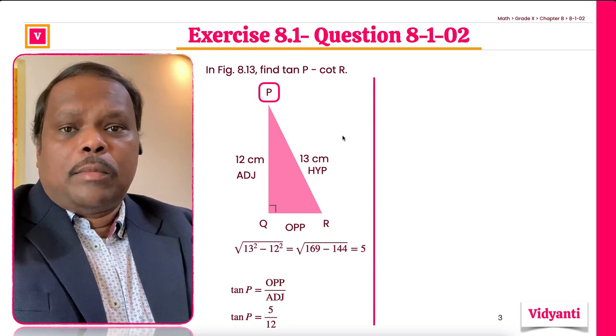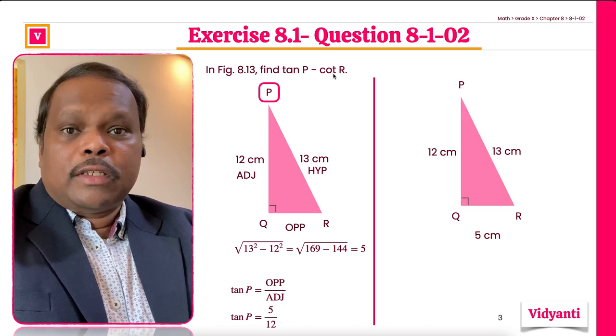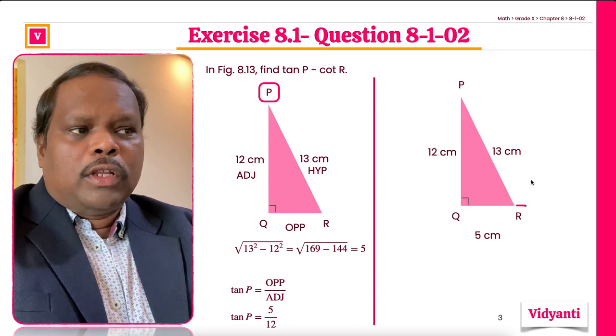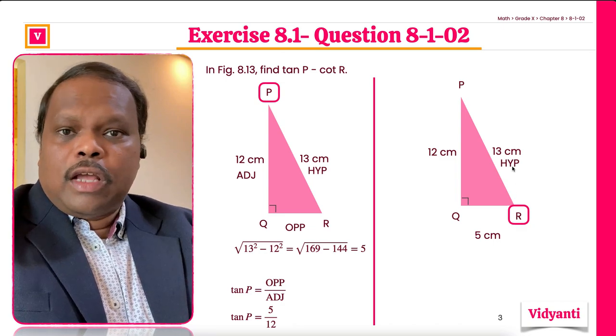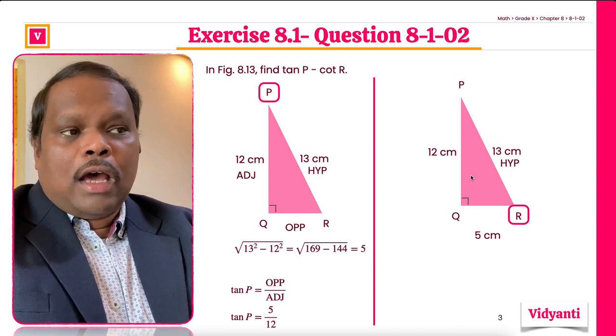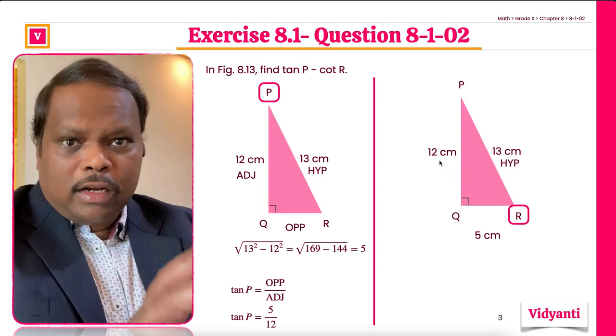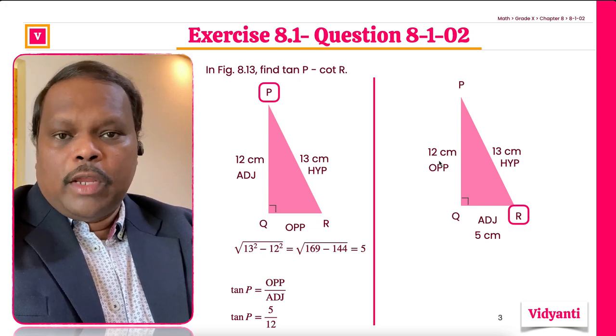Now let us repeat that process and focus on cotangent of R. Let us copy paste the same diagram. Now the focus is on angle R. However, the hypotenuse still remains the same side, but for R, PQ is directly facing in front of it, so PQ will be opposite and QR will be adjacent.